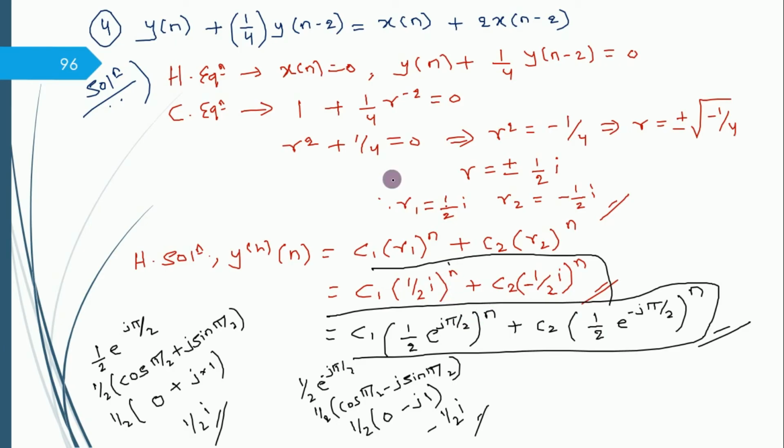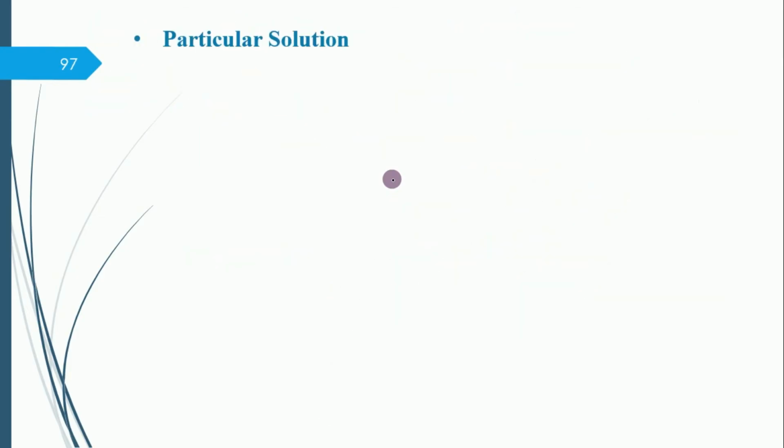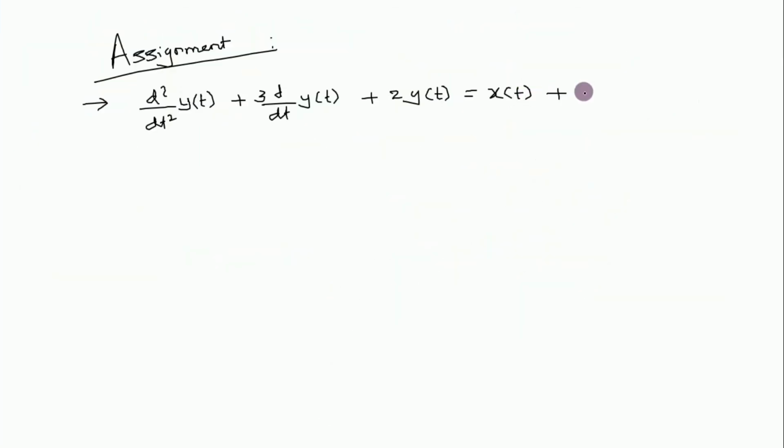Now I want you to solve one of the assignments. d square by dt square y of t plus 3 into d by dt y of t plus 2 y of t equal to x of t plus d by dt of x of t. For this you need to find the homogeneous solution. That's the assignment for you.